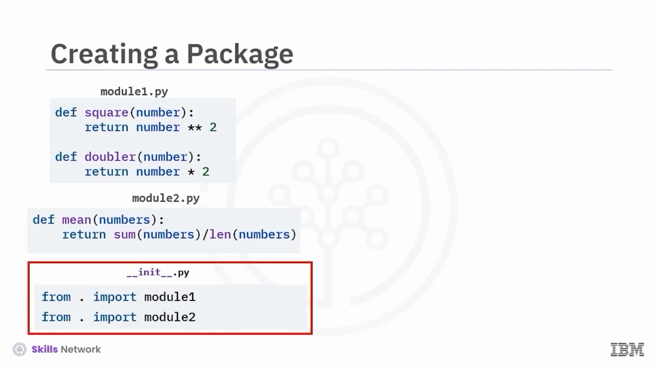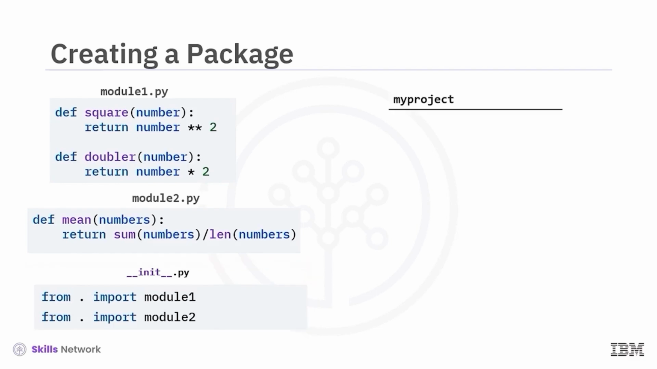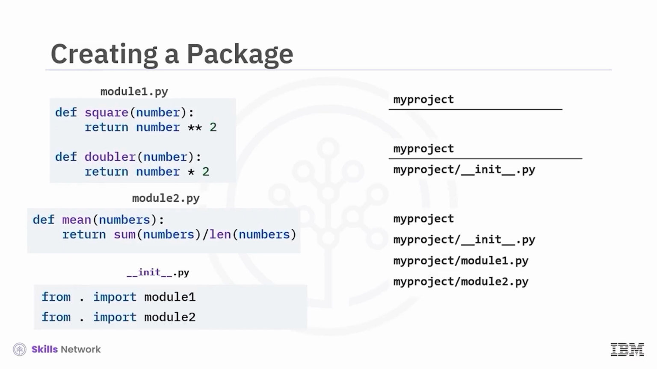Typical steps to create a package include: first, create a folder with the package name. Then, create an empty __init__.py file. Create the required modules. Finally, in the __init__.py file, add code to reference the modules needed in the package.